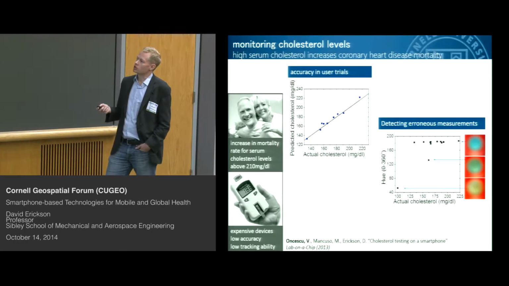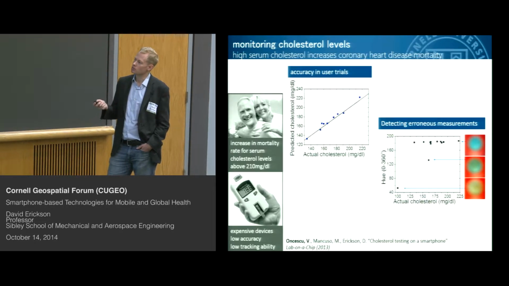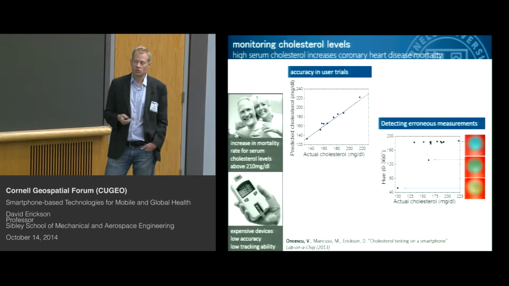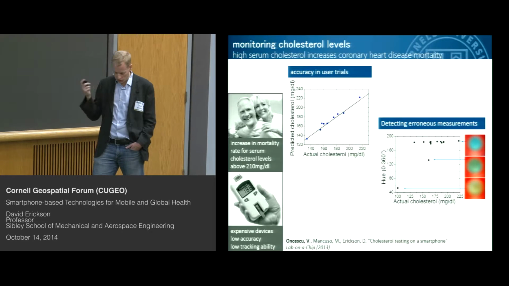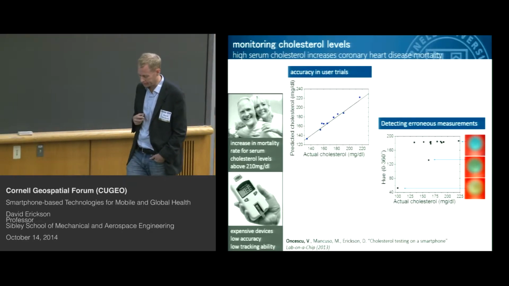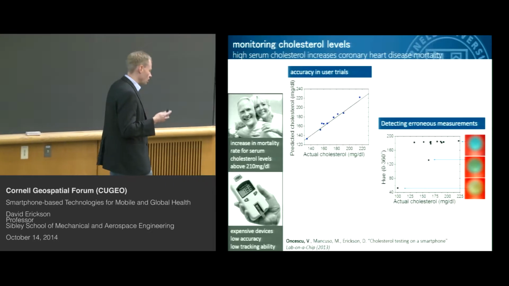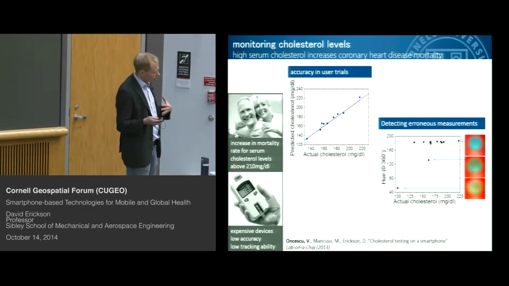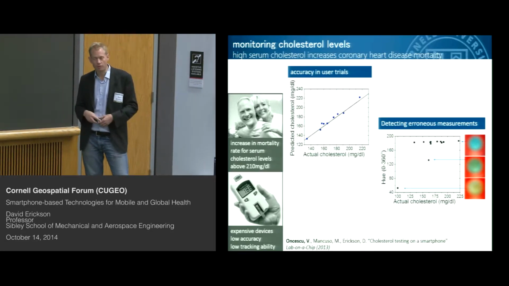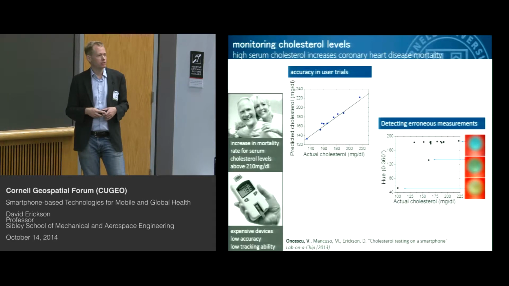This is just some results in user trials. This is what we predict with the smartphone system versus actual cholesterol. We get accuracy of about 5%. Something I didn't hit on earlier, but is useful: because you have access to a lot more computational power, you can do a lot more calculations on the phone itself, and that allows you to spot erroneous measurements much more accurately.